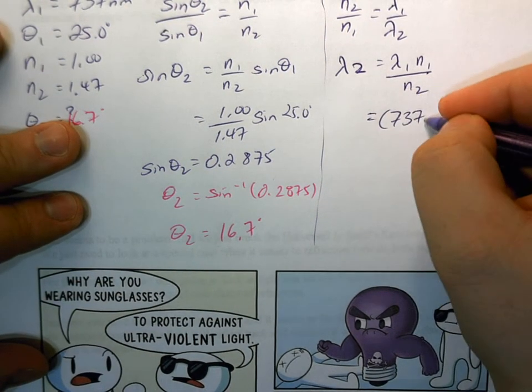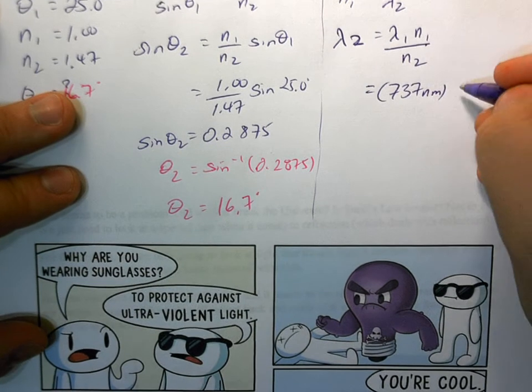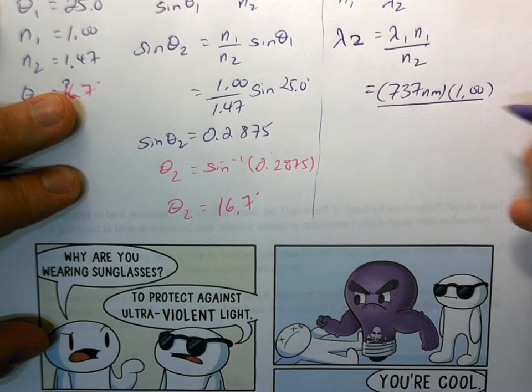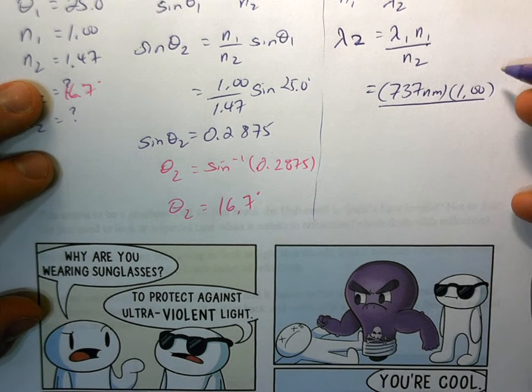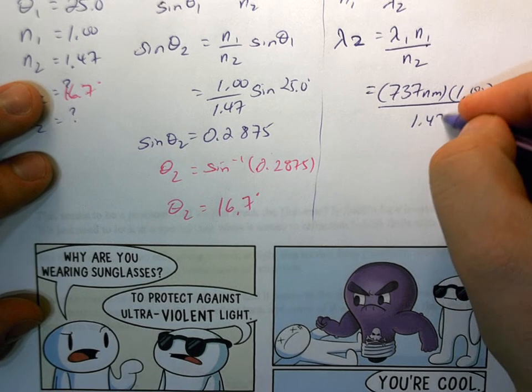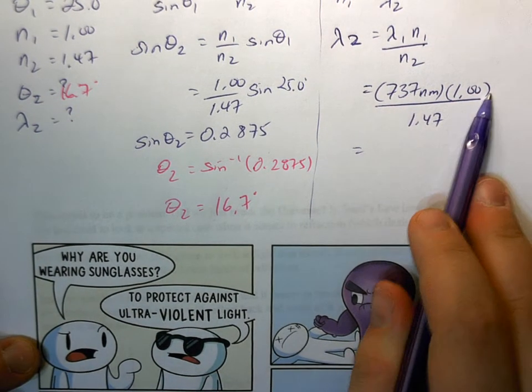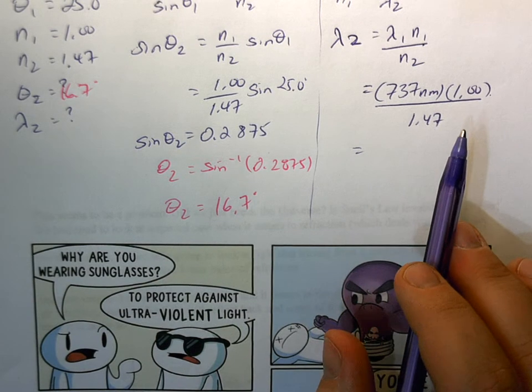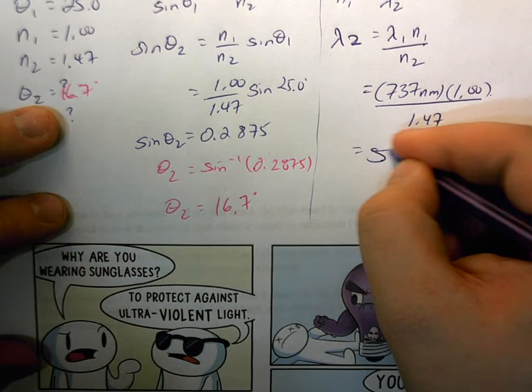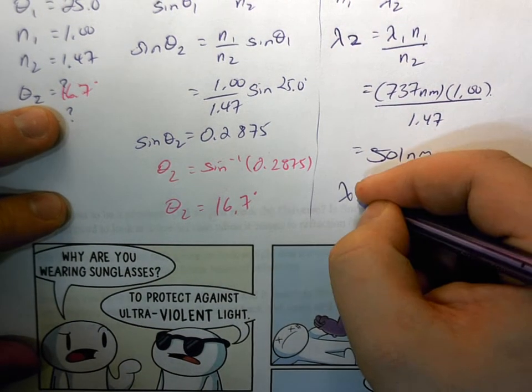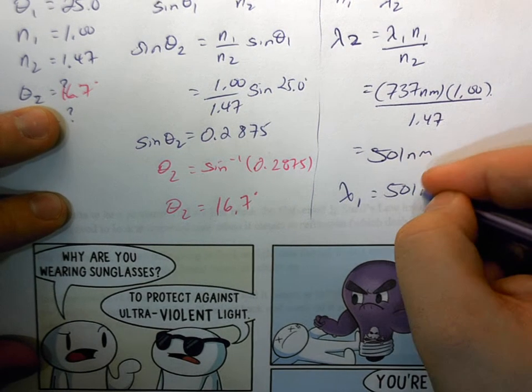So I have that wavelength of 737 nanometers. N1 is 1, and N2 is 1.47. So again, we have nanometers times no units divided by no units. So this is going to come out in units of nanometers. So I'm going to get that the wavelength is about 501 nanometers.